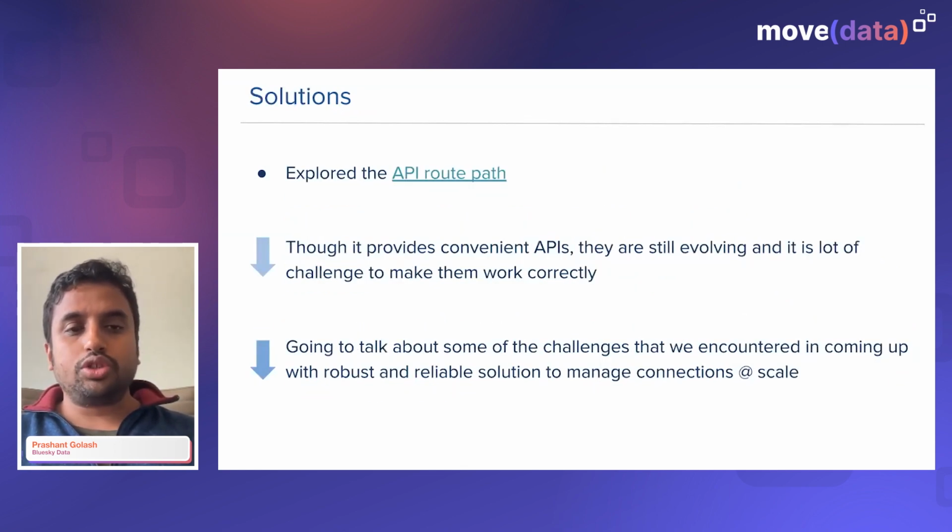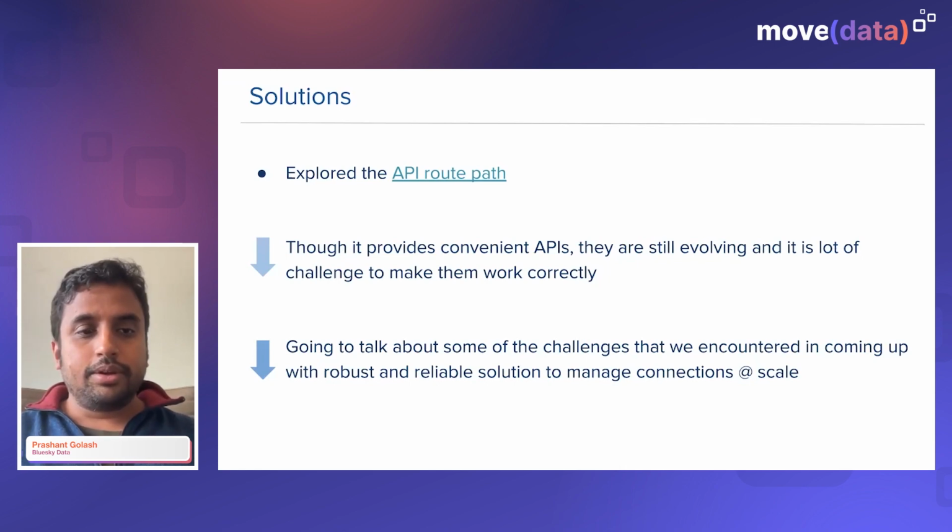So now coming to the solution part. We spent a lot of time thinking about what could be the next solution. So we came across the API route that is documented by Airbyte. Though it provides all the convenient APIs, we realized during our solution development that they are still evolving, and it is a lot of challenge to make them work correctly. So I'm going to talk about a few challenges and our design philosophy around that, which can probably help others who are interested in managing connections at scale.